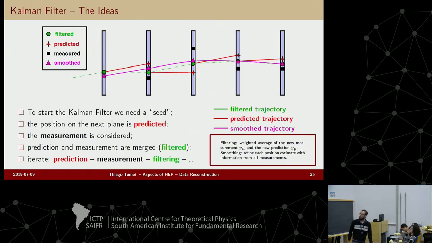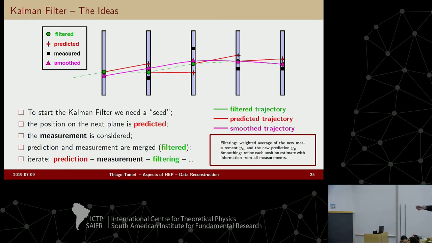And this is what I told you about the Kalman filter. Now I have good pictures. So you start with a seed. In red, you predict the next trajectory. But it turns out that you need to consider the measurement in black. And then you have to make do with these two ideas of where the particle is.